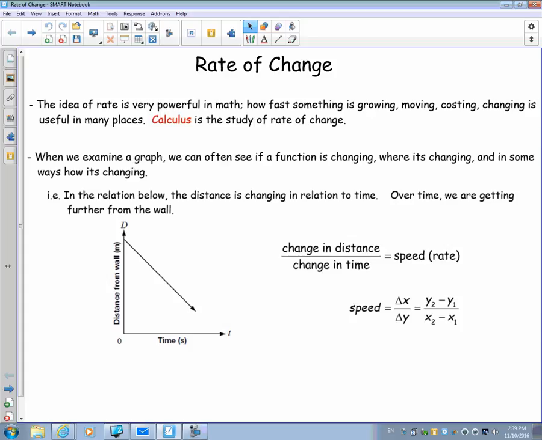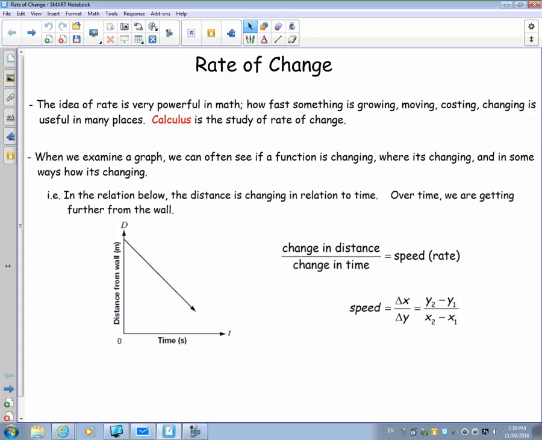Okay, so the idea of calculus is we want to examine rates. How fast something is moving, growing, changing, costing, how things are changing is our big idea. And calculus really is the study of rate of change.